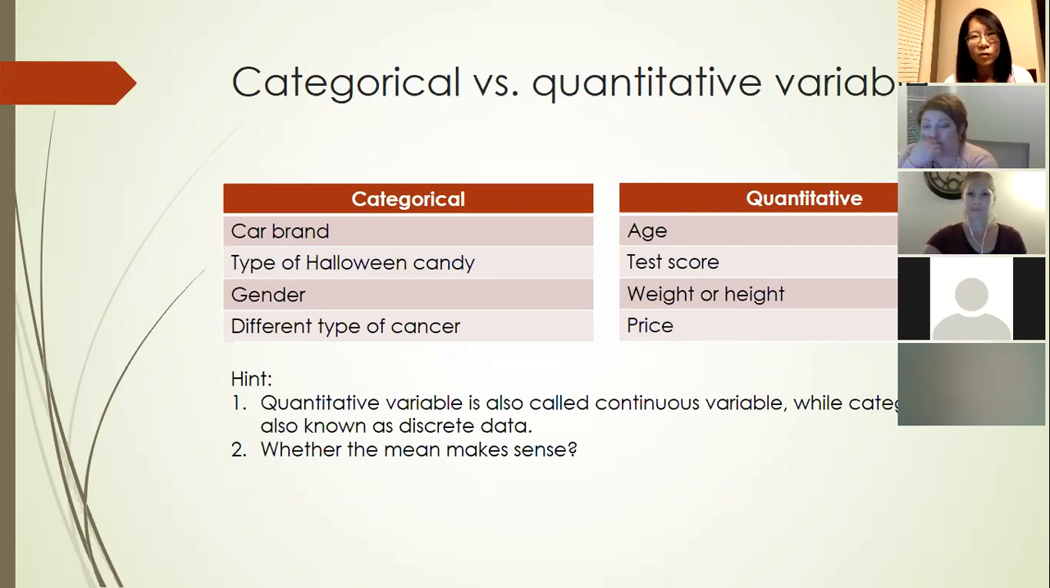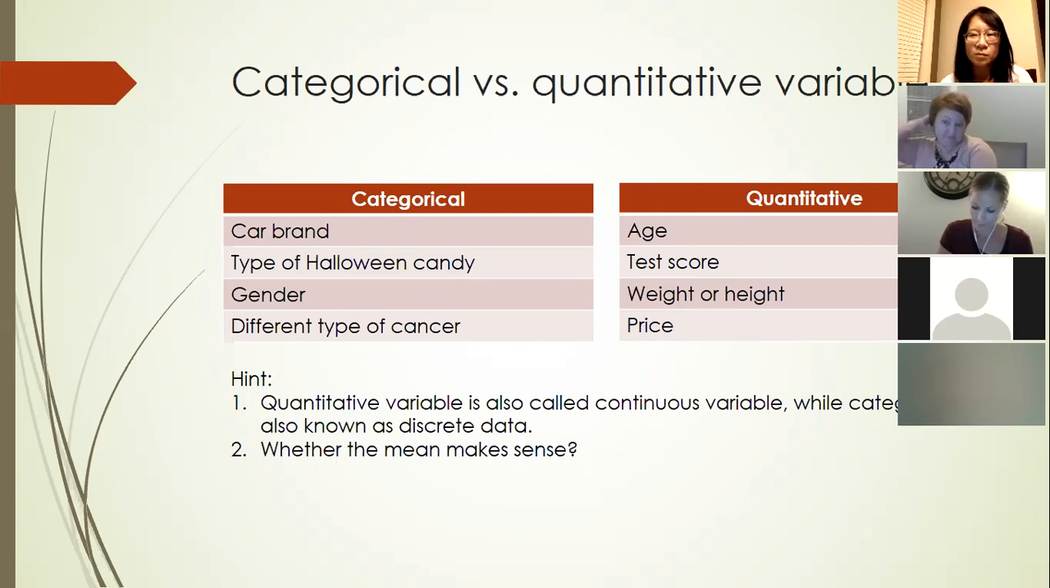Another way to help judge is this: if you take an average of that variable, does that make sense? We can say average age, average price, or average test score. It makes sense to people. But when we say average car brand, it's strange, because how could you break down a brand? If you say 1.3 average car brand, it doesn't make sense. This characteristic can help you distinguish categorical and quantitative variables.